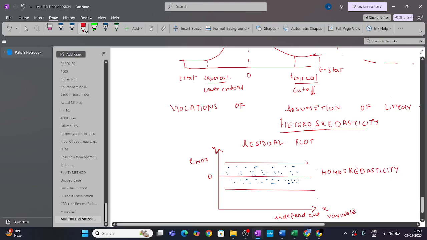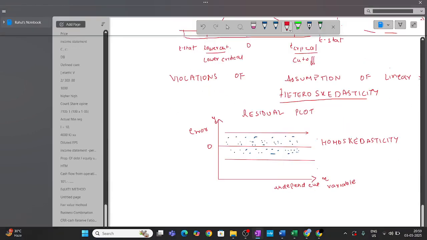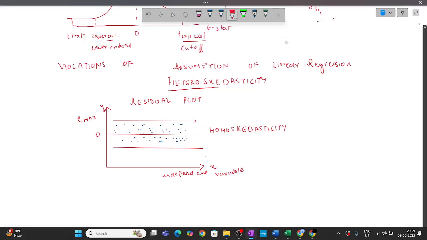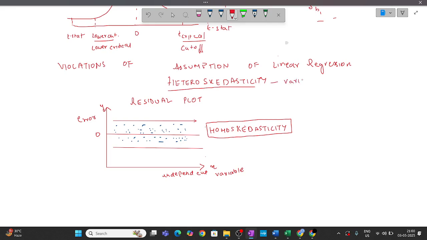So this linear regression of ours assumes homoscedasticity. The variance of the error term should be constant, right? However, guys, when the variance of the error term is not constant, we call it heteroscedasticity.